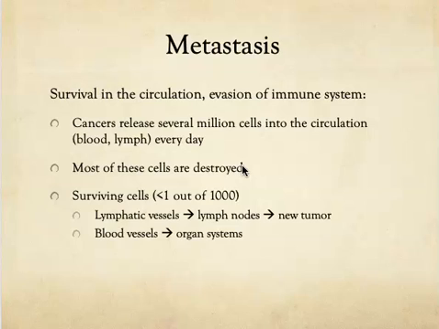Of the cells that survive their trip through the bloodstream or the lymphatic circulation, of the cells that are capable of surviving what will be an immune assault, we look at about 1 out of 1,000 getting through that. 1 out of 1,000 will be capable of leaving the lymphatic circulation and getting into one of the lymph nodes, or leaving the blood circulation and getting into some other organ. 1 out of 1,000 cells.